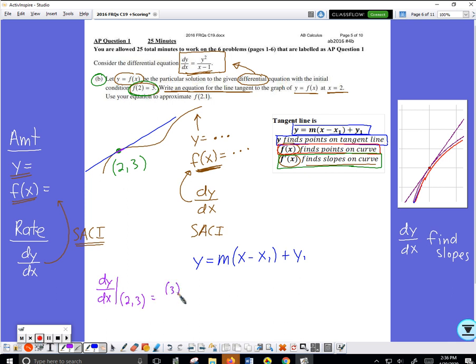That is going to equal 3 squared, 2 minus 1, oh, that's pretty easy, that's just 9. You wouldn't have to simplify if you didn't want to. So now I know the equation of my line tangent is 9 parenthesis x minus 2 plus 3. I've written an equation for a line tangent to this graph they're talking about at x equals 2. By doing that, check the scoring guide. I have earned 1 point.